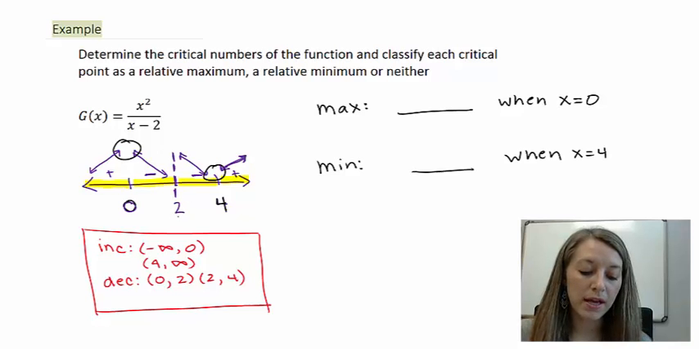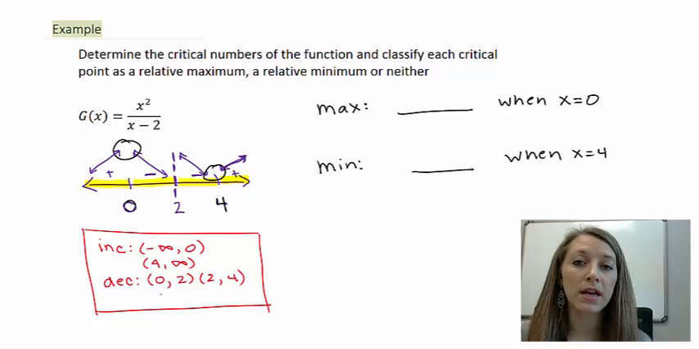Now, 2 is a vertical asymptote. So it is not considered a critical value, and it's not considered a relative extrema by any means. It's just an exclusion from the domain. So I would not list 2 as any sort of relative extrema here.